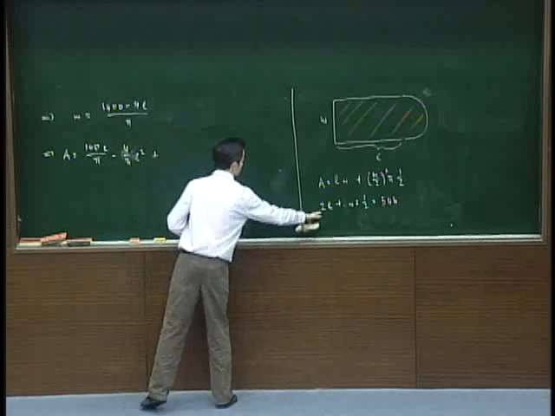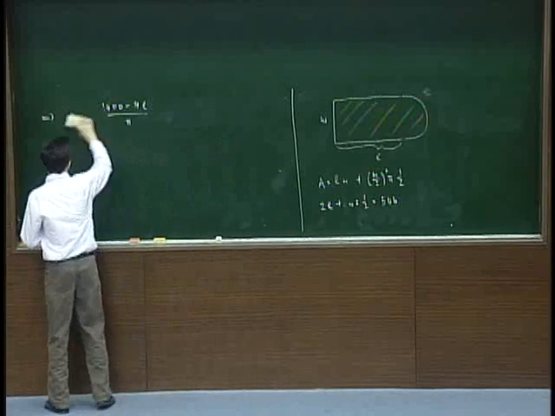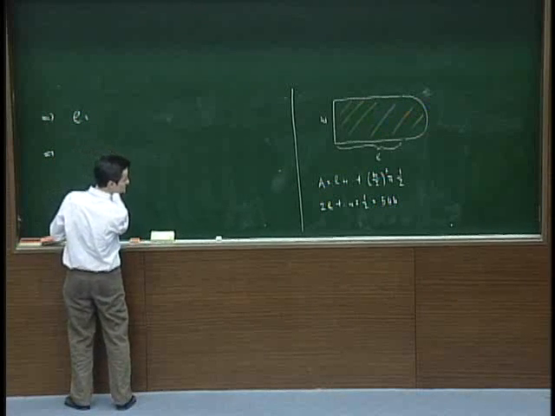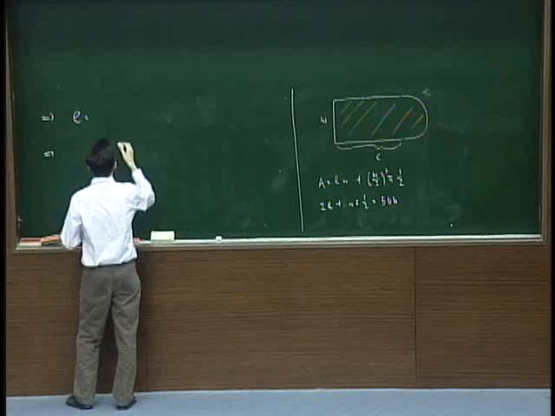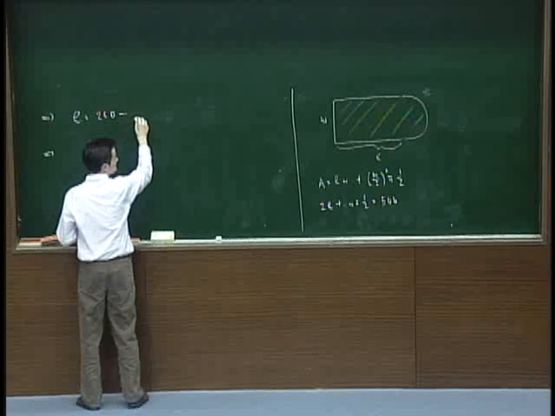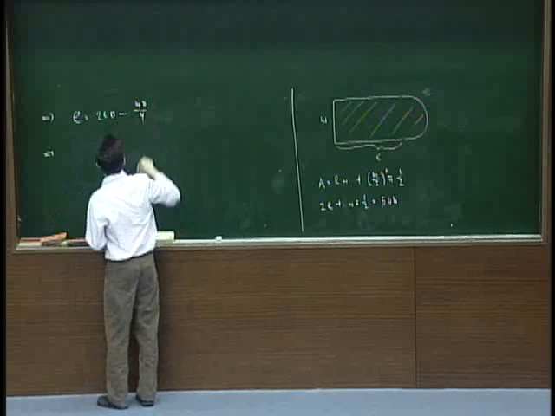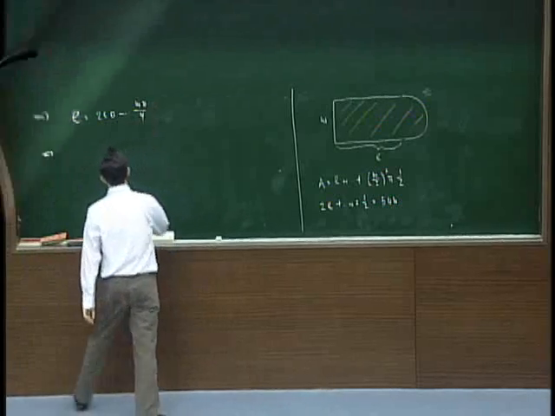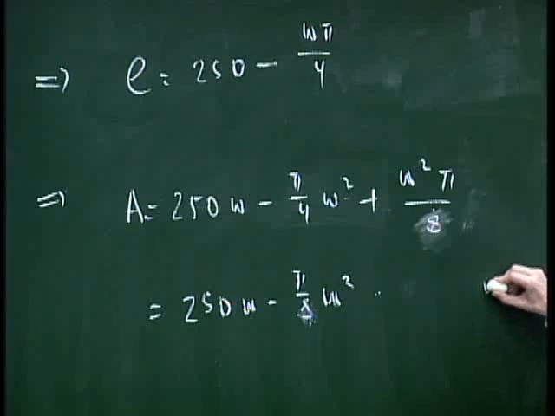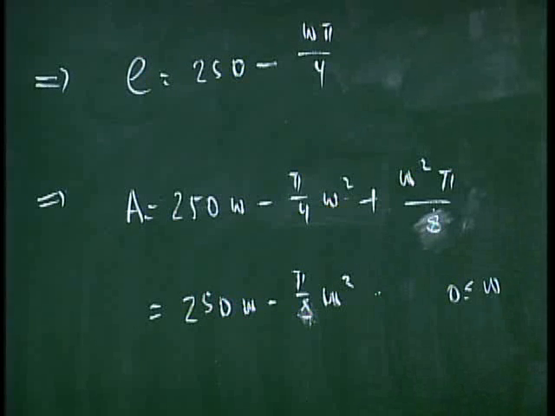No, it's better to solve it for L actually. It doesn't matter. Okay, let's solve. What I wrote actually was L is... it doesn't matter. So we have 250 minus omega pi over 4. So let's plug this in here. So this is the function we want to now maximize. Actually, as you see here, we have a certain range for omega. So omega is larger or equal than 0 and smaller or equal than.